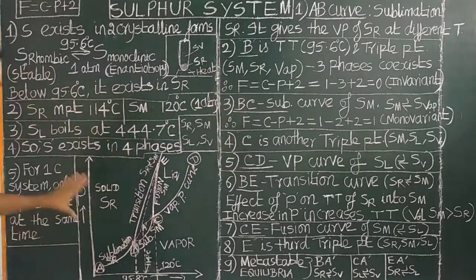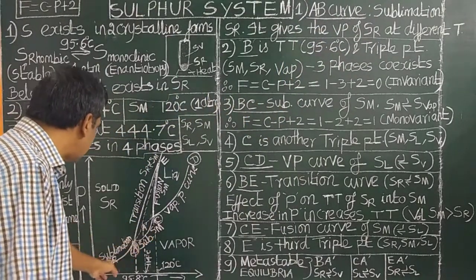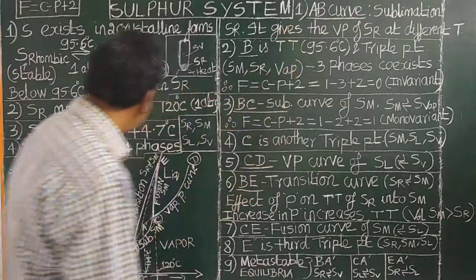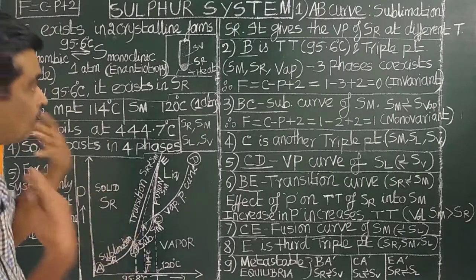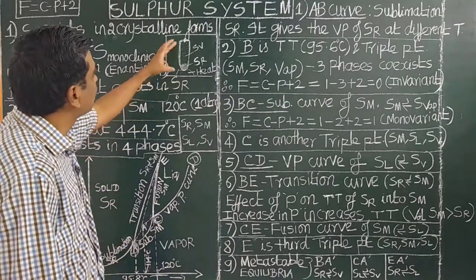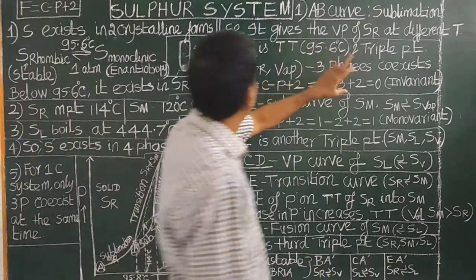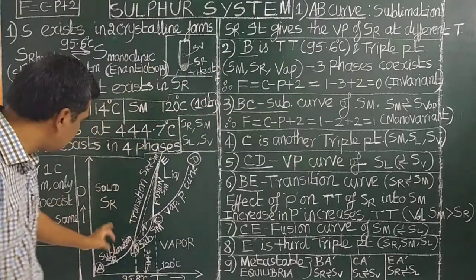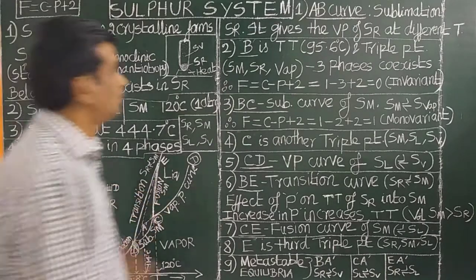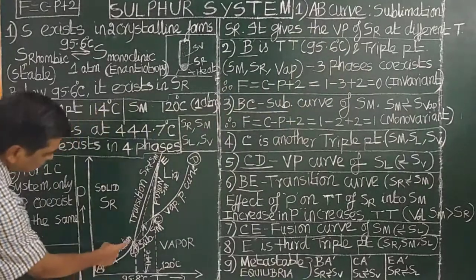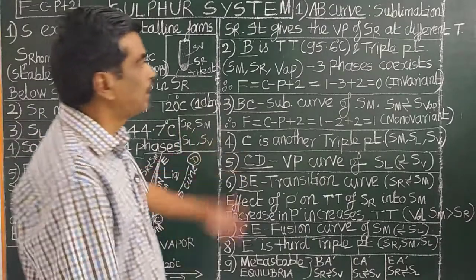Now let us explain this phase diagram. Let us first explain the AB curve. What is called the AB curve? The AB curve is called the sublimation curve of sulfur rhombic. It gives the effect of temperature on the vapor pressure. Increasing temperature will increase the vapor pressure. Next, what is along the curve? There are two phases: sulfur rhombic and vapor are in equilibrium. I have not written it here, but you can write along this curve sulfur rhombic and sulfur vapor are in equilibrium. Therefore, it is monovariant by applying the phase rule.